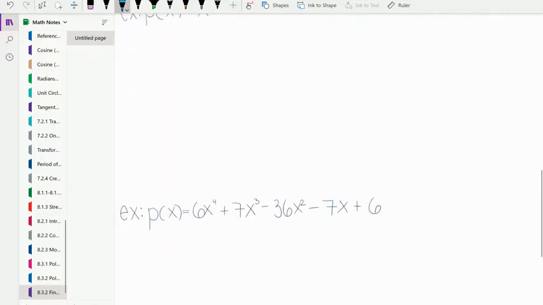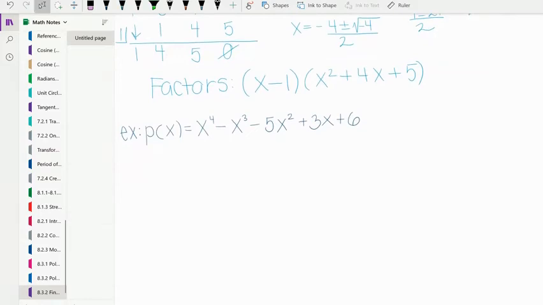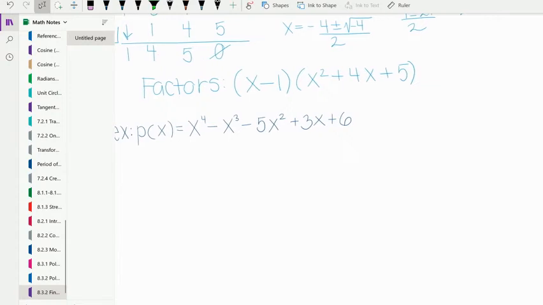All right, we have another one here. So we have a 4th degree polynomial, which means we know that we are going to have 4 solutions or 4 zeros. So it doesn't look like we can use factoring on this one. So we're going to go ahead and start testing the roots.